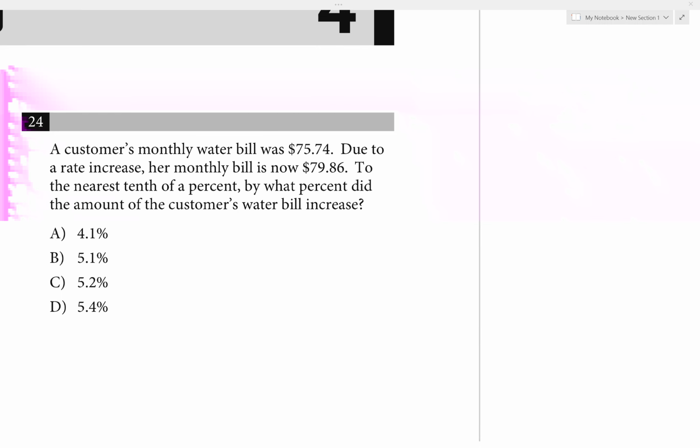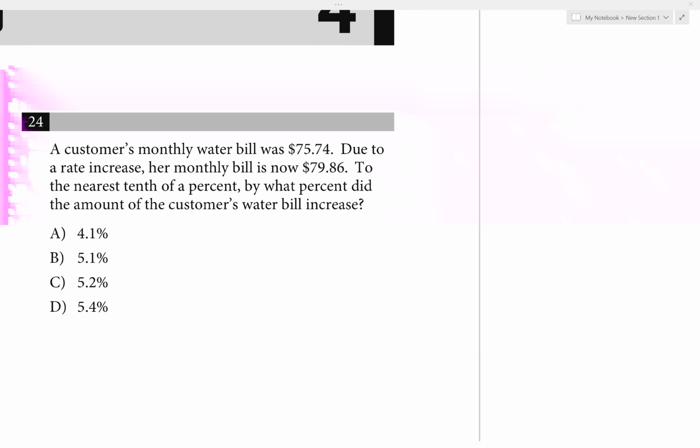All right, number 24. A customer's monthly water bill was $75.74. Due to a rate increase, her monthly bill is now $79.86. To the nearest tenth of a percent, by what percent did the amount of the customer's water bill increase?